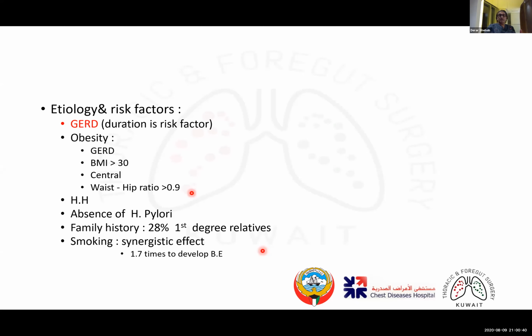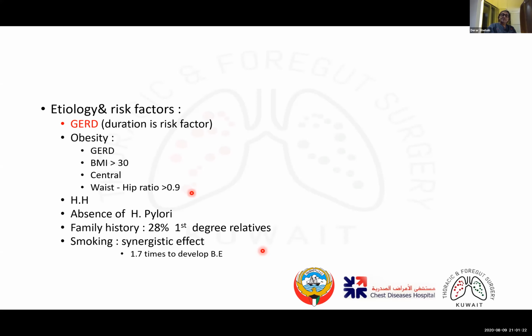So Barrett's esophagus probably results from GERD. Risk factors of GERD we discussed earlier, like obesity, for example, hiatal hernia. If you have a family history, like first-degree relatives, the chance of getting Barrett's is about 30%. Smoking and GERD have some sort of synergistic effect. If you are smoking and have GERD, there is probably 2 times the risk to develop Barrett's esophagus.